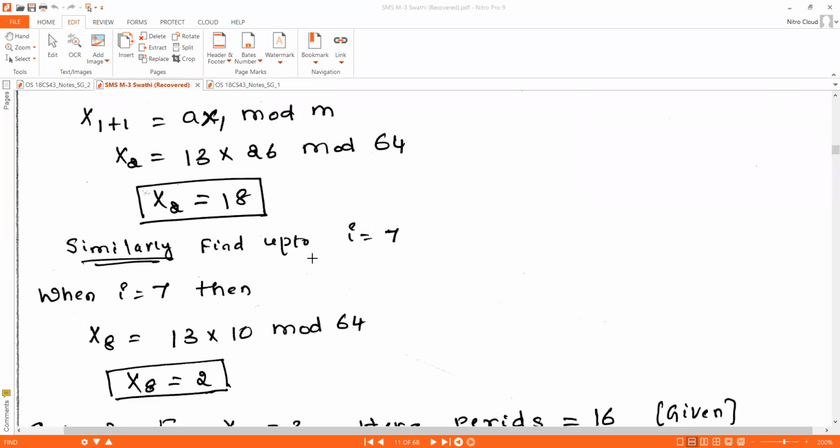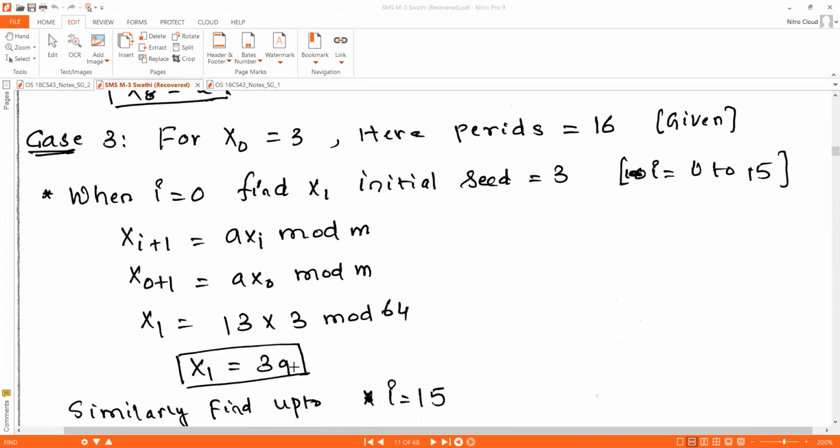Similarly, we need to find up to i value equal to 7. Here I have solved it. When i value is equal to 7, we will find the x8 value. x8 is equal to a into x7 mod m. The x7 value we will get is 10, so we substitute that here: 13 into 10 mod 64. If we calculate this, we will get the x8 value as 2.